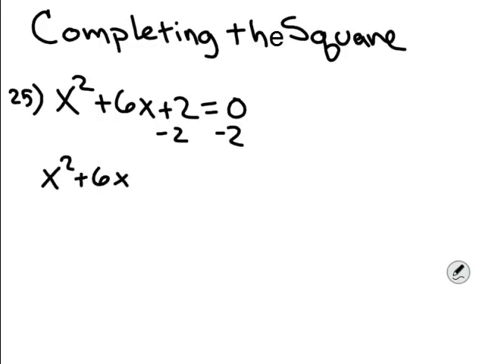Alright, so first up, get the C to the other side by subtracting 2. Now we have to take half of B and square it. So half of 6 is 3, 3 squared is 9, so that's what we need to add to both sides.